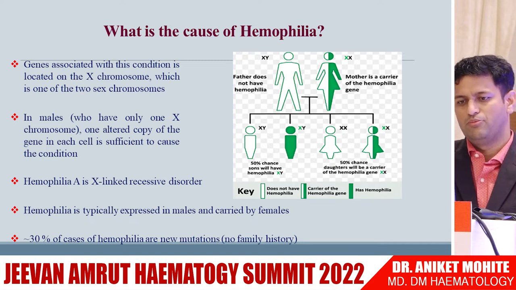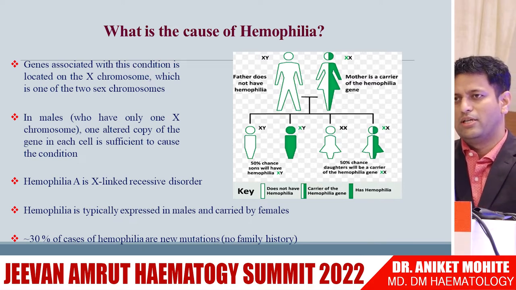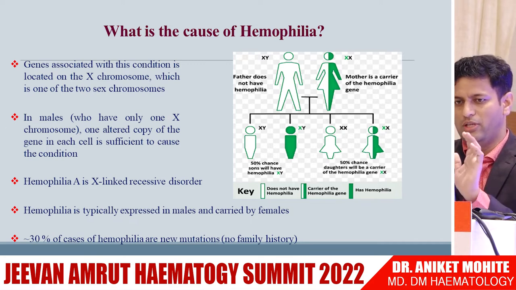It typically affects males and is carried by females. In some cases, females may be affected, like Turner syndrome or lyonization, where it could rarely be the female being affected. 2/3 of the cases are inherited. 30% of the cases can be without any family history.